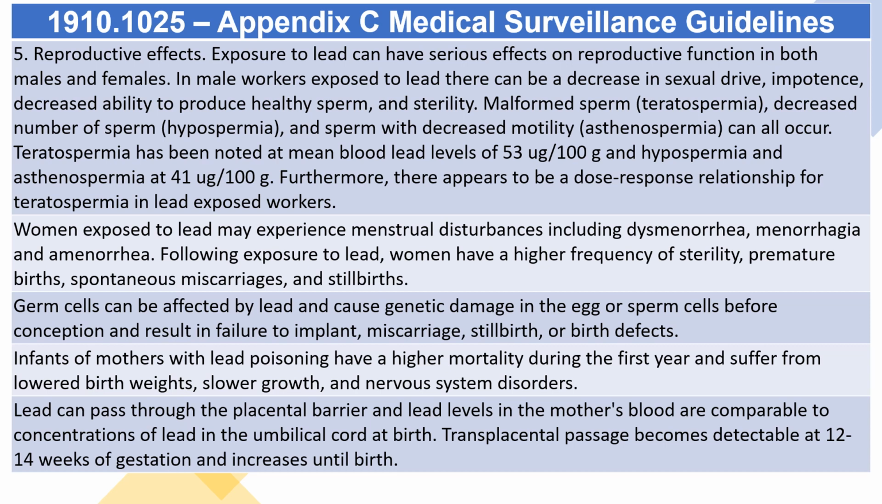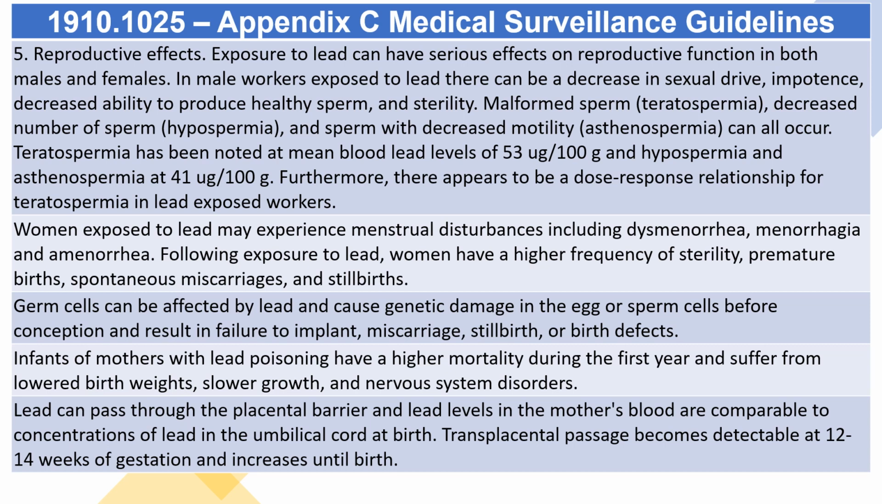Women exposed to lead may experience menstrual disturbances including dysmenorrhea, menorrhagia, and amenorrhea. Following exposure to lead, women have a higher frequency of sterility, premature births, spontaneous miscarriages, and stillbirths. Germ cells can be affected by lead and cause genetic damage in the egg or sperm cells before conception and result in failure to implant, miscarriage, stillbirth, or birth defects. Infants of mothers with lead poisoning have a higher mortality during the first year and suffer from lowered birth weights, slower growth, and nervous system disorders.